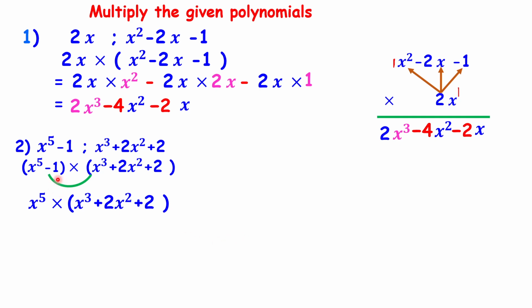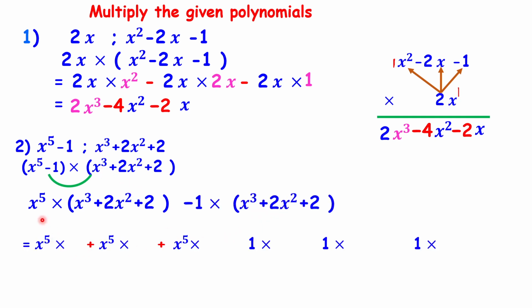Which is the second term? 1 is the second term. Therefore, multiplying the second term by the second polynomial, we will get negative 1 into x cube plus 2x square plus 2.